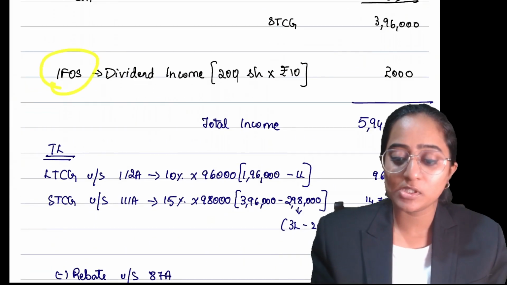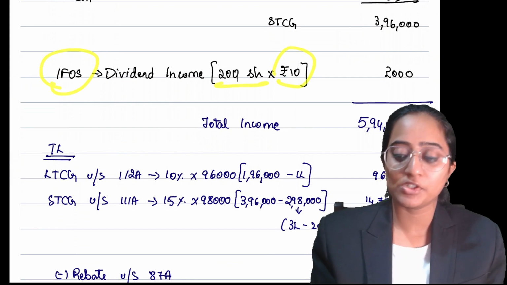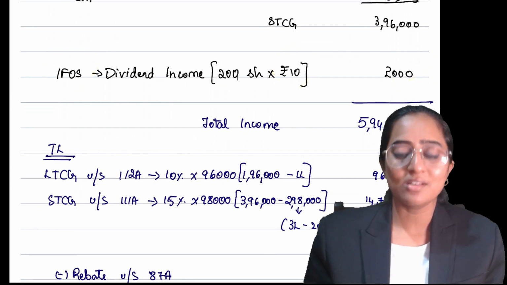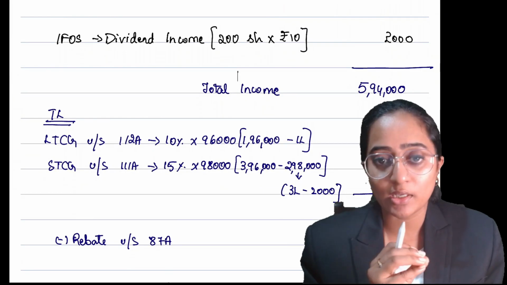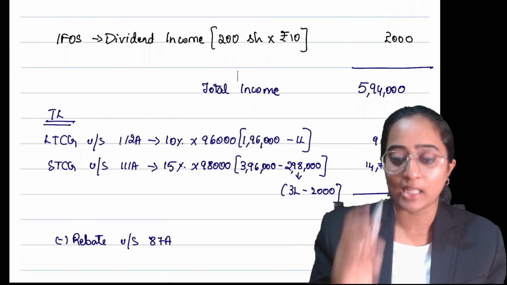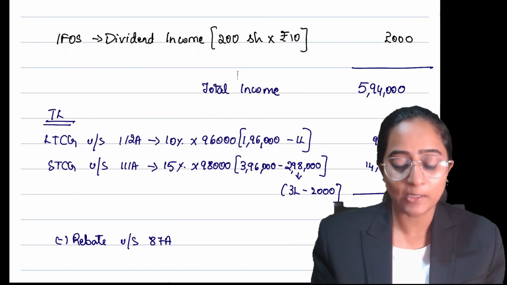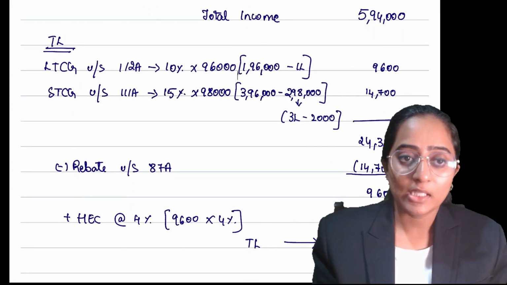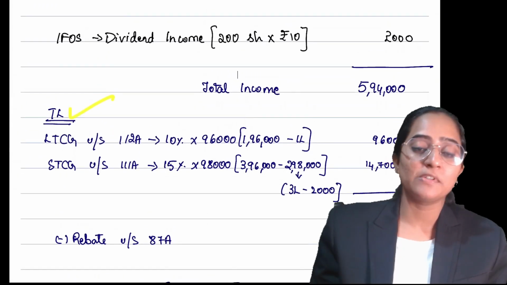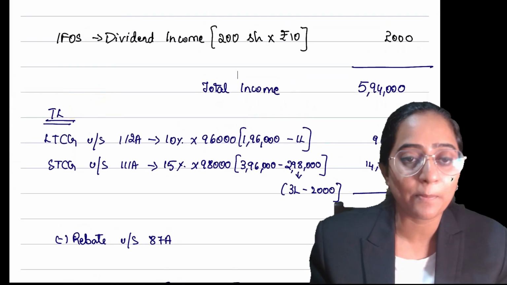We already know 10 rupees is the bonus shares which this fellow has received for 200 shares. You're going to multiply and take the total. In the question, they have asked you the total income, and they've also asked you the tax liability. So the total income is going to be 5,94,000. Clear? Yeah.